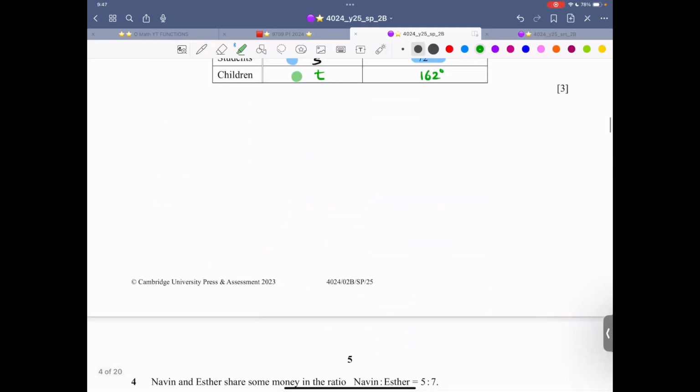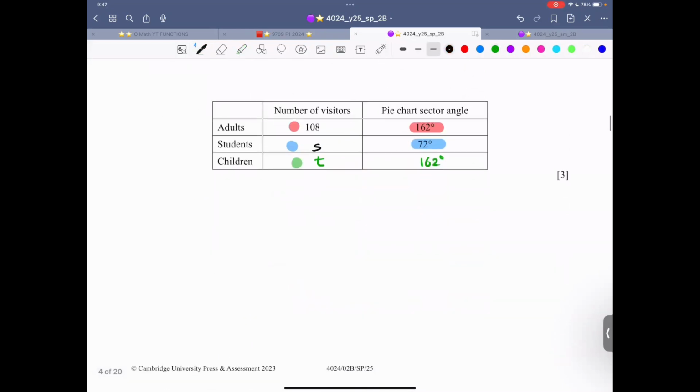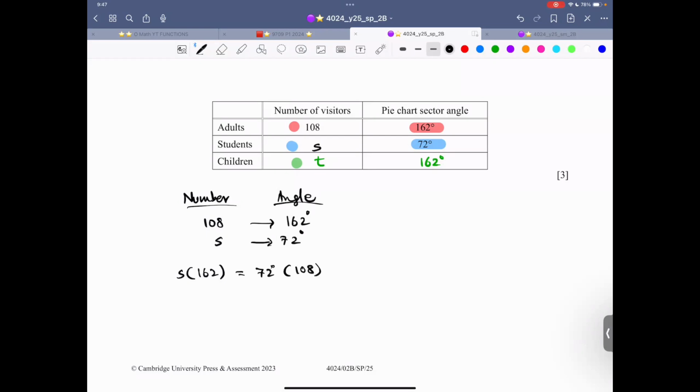What are we supposed to do? Find S, find T. Ratio proportion, very, very simple. So this is number and this is angle. Just write in short form. Just give the necessary detail. 108 corresponds to 162. S corresponds to 72. It's direct proportionality. S into 162 is 72 into 108. Use a calculator. S is 72 into 108. There is no need of writing the degree sign. That's not an issue. Divided by 162.